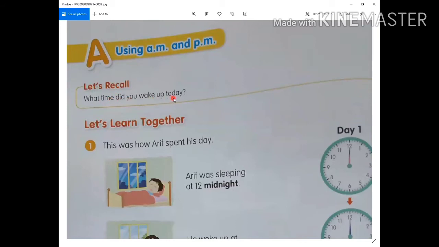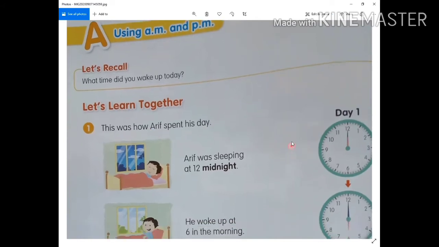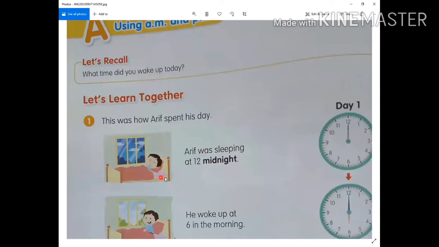Yes, you can say or write it like this: I woke up at 7 in the morning, or I woke up at 8 in the morning. Then let's learn together. Number one, this was how Arif spent his day. Look at the clock, and then look at the picture.